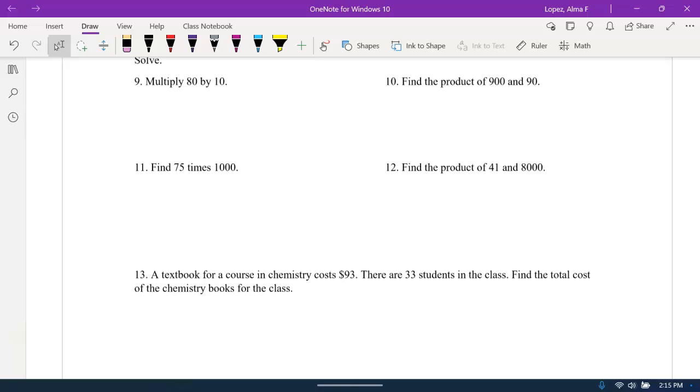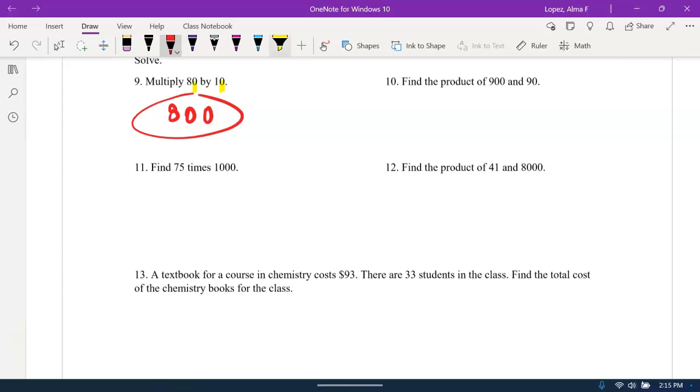Multiplying 80 by 10. Now, when you're multiplying numbers that end in zeros, there's actually a little bit of a shortcut. If I have 80 times 10, because I've got 2 zeros that are being multiplied together, I can actually bring those down and then just multiply the 8 times 1. That is 800.